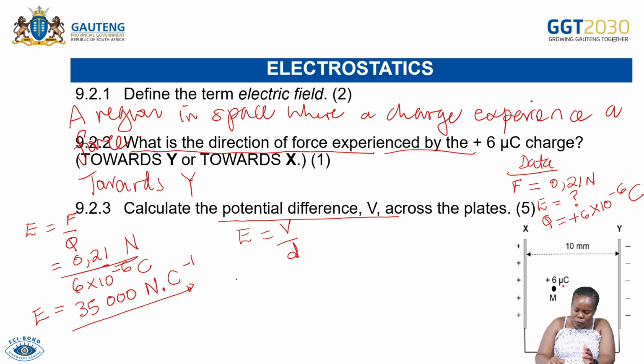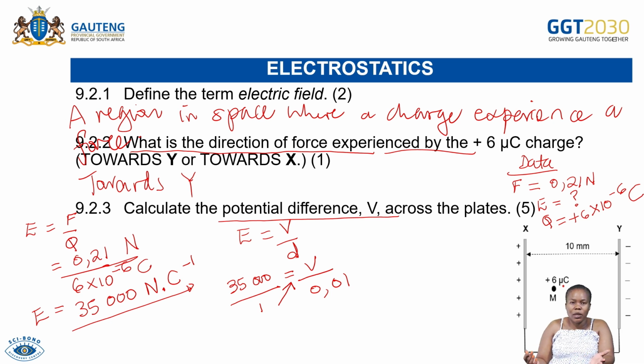So 35,000 is equal to what we want to know, V, divided by the distance, which we calculated to be 0.01. Cross multiply by making this over 1. So 1 times V, which is the potential difference we want, V is equal to 35,000 multiplied by 0.01, which gives us 350. This is in volts.